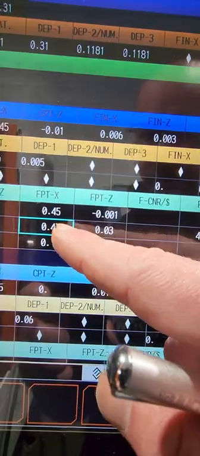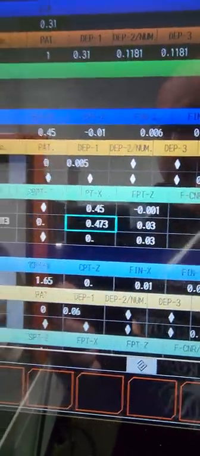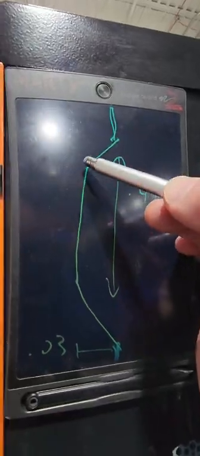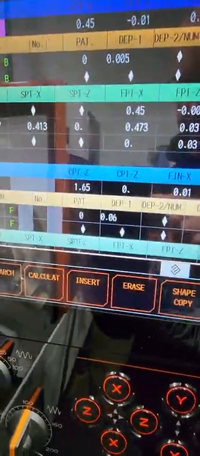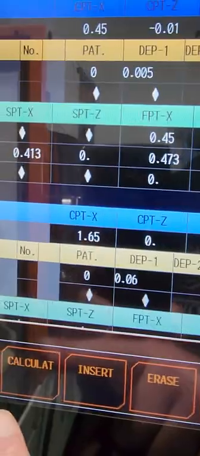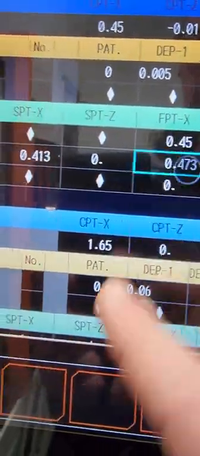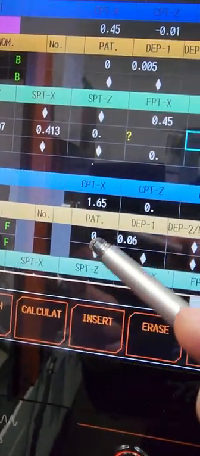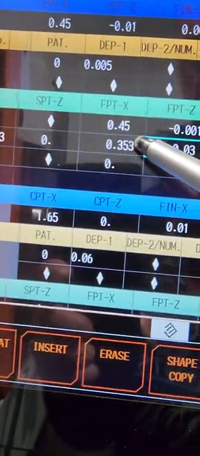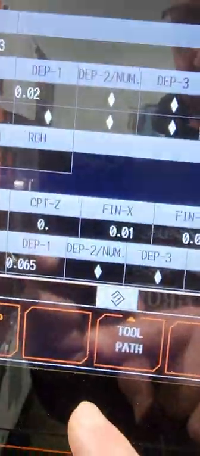Calculated up instead of going down. So pretty much what it did, instead of going from here to here, went from here up. So let's do minus 45 since we're going up. That was my fault. Okay, now we calculate. Okay, now we went down. So now the program, the toolpath, not the part.